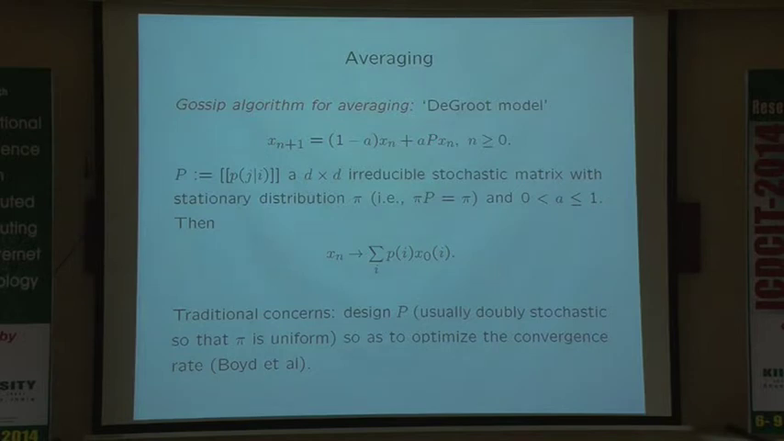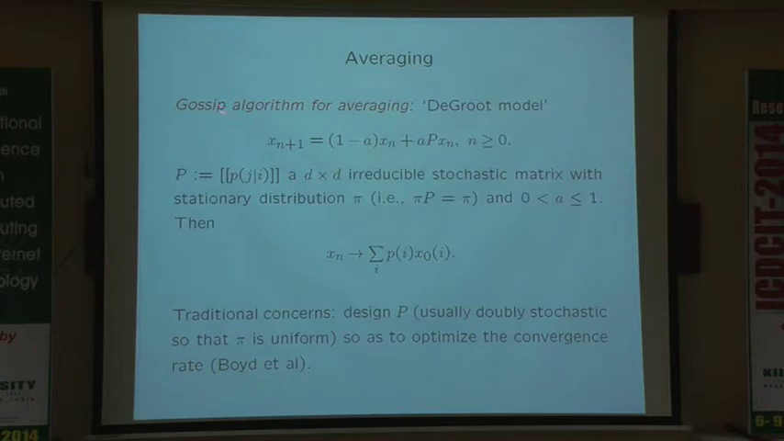Suppose x_0 is the initial opinion vector, so x_0(i) is the opinion of person i at time 0. This iteration will converge to the sum of pi_i x_0(i), where pi is what's called a stationary distribution. It's given by the linear system pi P = pi. If you think of a random process which goes from i to j with probability p(j|i), this is the distribution as time tends to infinity. It would settle into an equilibrium distribution. That's what we call pi, and it's given by pi P = pi. This is quite standard.